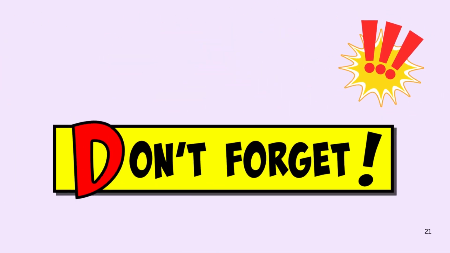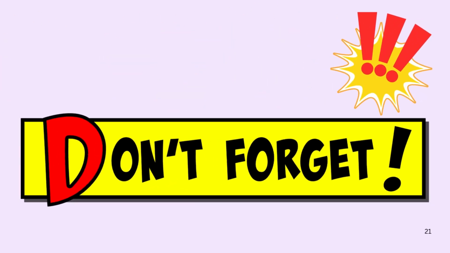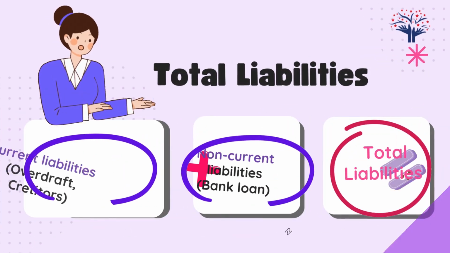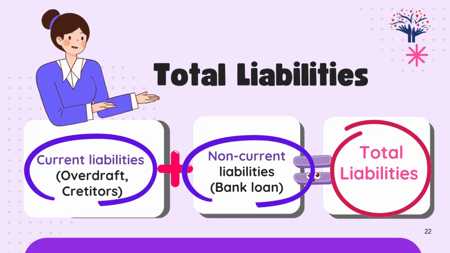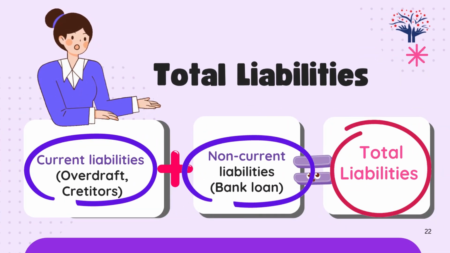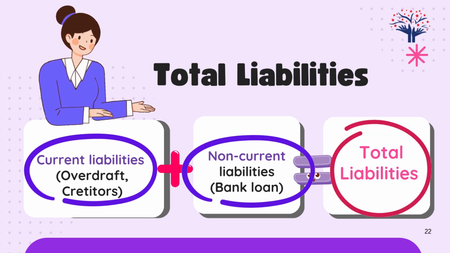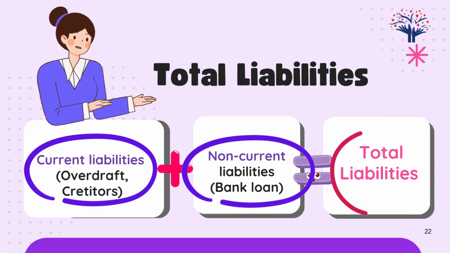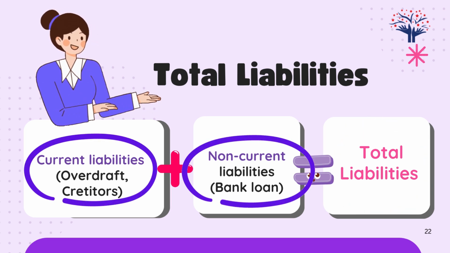Key formula to remember. Just like with assets, we have a crucial formula for liabilities. Total liabilities equals current liabilities plus non-current liabilities. Make sure to note this down. It's essential for understanding a company's financial position.